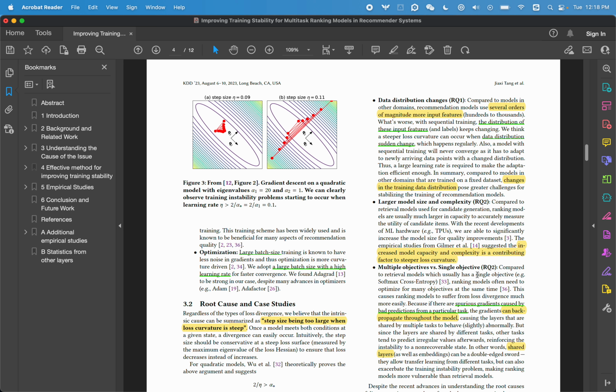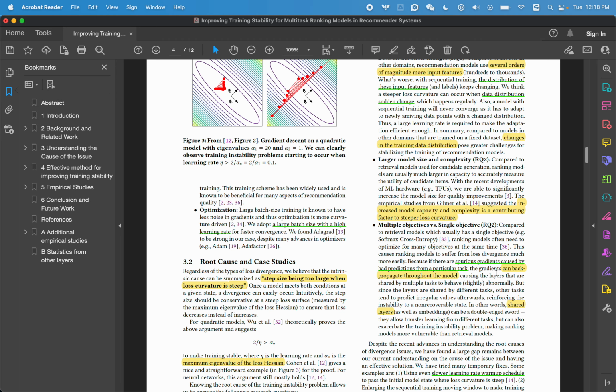Multiple objectives versus a single objective. As for multiple objectives, this is some technique I first heard of when it was in the competition about the shark.